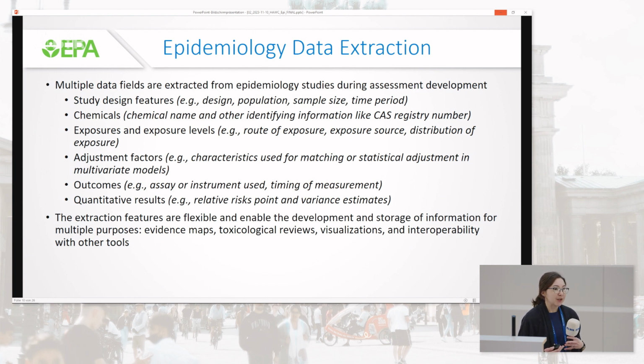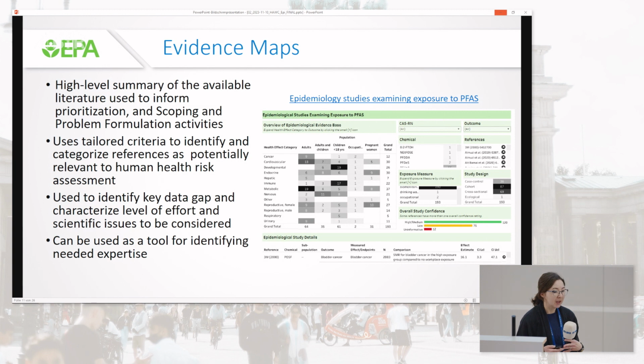So the extraction features in HAWC that we use to house all these data have been recently upgraded, so they're much more flexible. We can use them to create different products, including evidence maps, tox reviews, visualizations, and port information in and out of HAWC into other software tools. So I'm just going to walk through a few examples of how we use these extracted epidemiology data in HAWC.